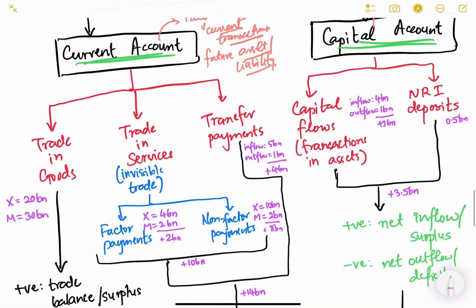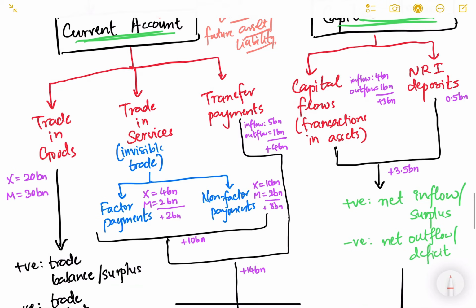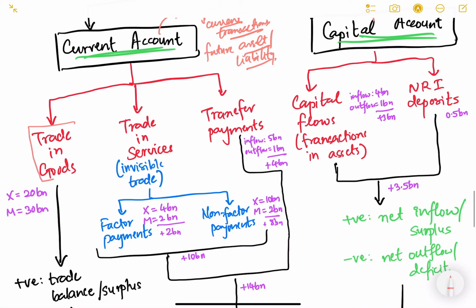Now what all comes under the current account? It covers trade in goods, whatever trade we are doing in goods, then trade in services. Trade in goods is also known as visible trade, because goods are tangible things. You can see them with your eyes.